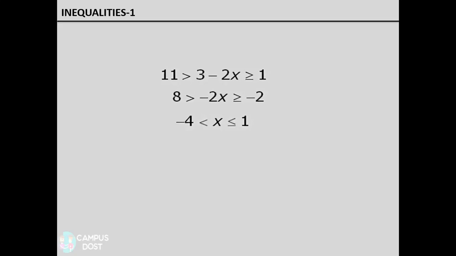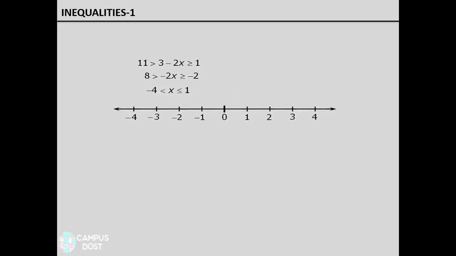To show this on our number line, we will examine the inequality in 2 parts. First, we have negative 4 is less than x. This is the same as x is greater than negative 4. To show this on the number line, we'll draw a circle around negative 4 and then draw an arrow to the right. Next, we have x is less than or equal to 1. To show this, we'll add a dot at 1 and then draw an arrow to the left. So the entire set of solutions to the compound inequality consists of all values of x that are greater than negative 4 and less than or equal to 1.